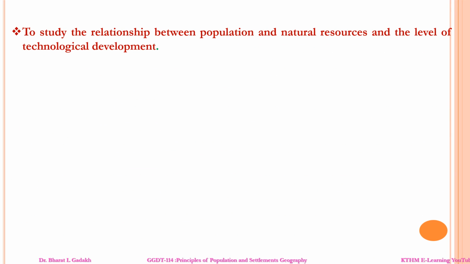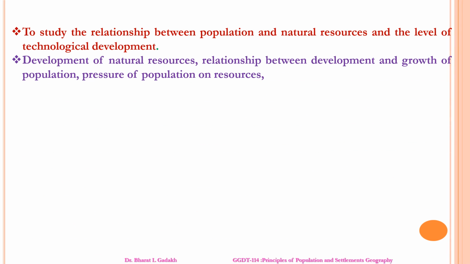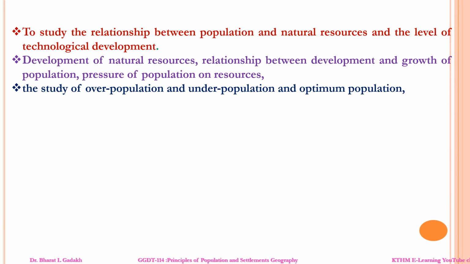Here we study the relationship between population and natural resources at the level of technological development. This is very important: the relationship between population, natural resources, and the level of technological development; the development of natural resources, the relationship between development and growth of population, and pressure of population on resources. We study overpopulation, underpopulation, and optimum population. These describe the relationship between natural resources and population.